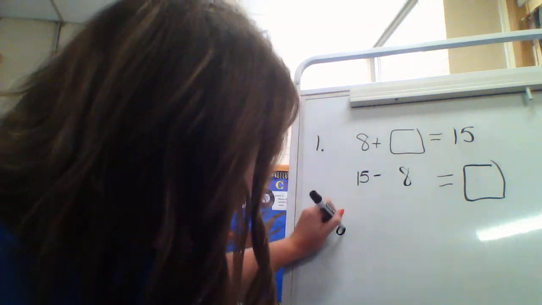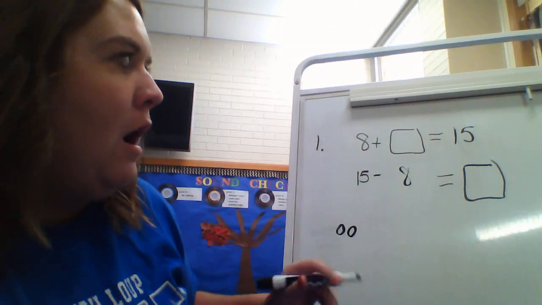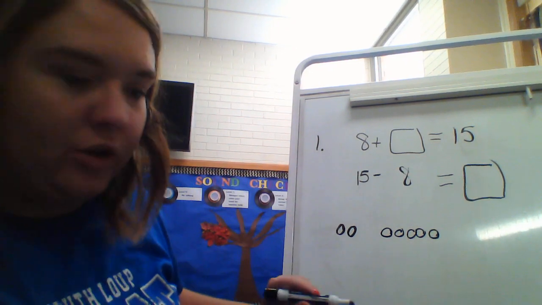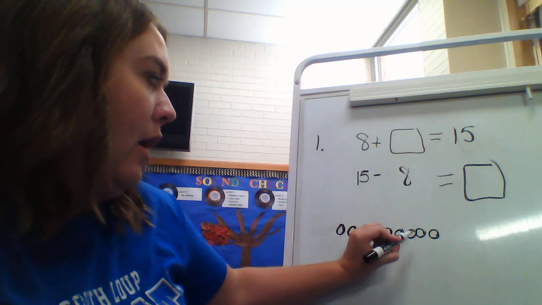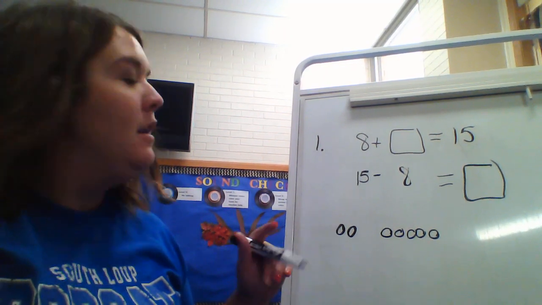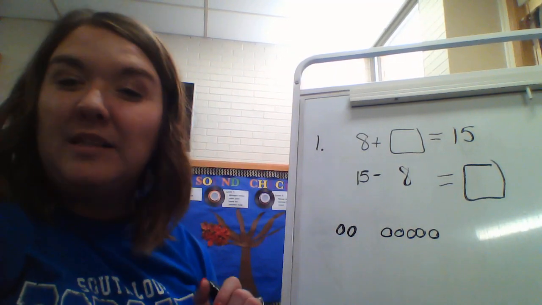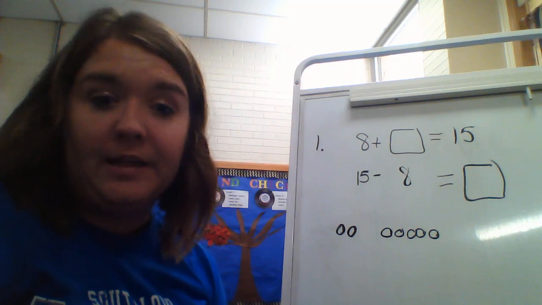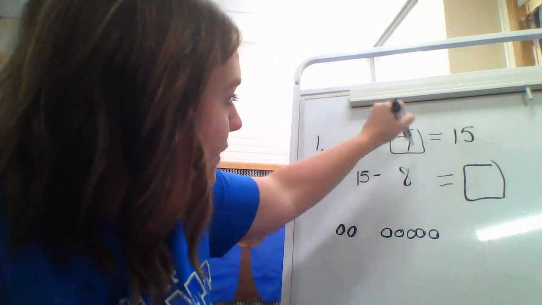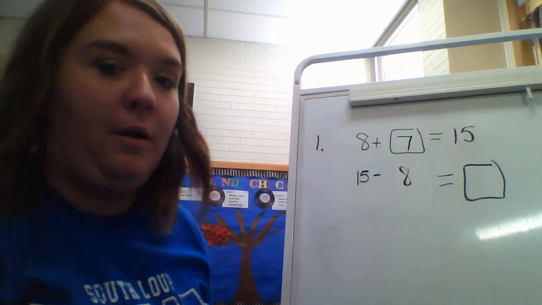So 8, 9, 10, okay? And from 10 to 15, I need 5 to get there. So I need 1, 2, 3, 4, 5. Let's count and make sure. 10, 11, 12, 13, 14, 15. Okay, so I'm at 15. Now I just need to count how many I have. I know this is a group of 5 because I always like to make my dots in groups of 5 so they're easy to count. 5, 6, 7. 7.